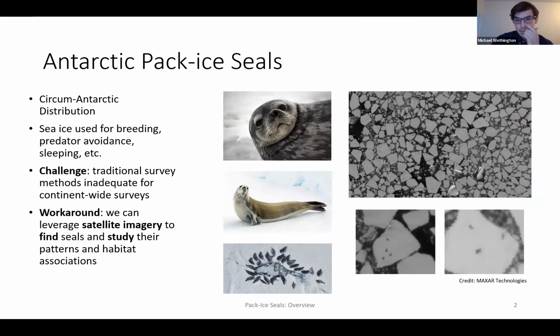So Antarctic pack ice seals, they're true seals. They're basically pretty cool furry animals that you can find basically anywhere around coastal Antarctica, pretty much wherever there's some form of sea ice. Sea ice is really important for seals for a number of different reasons, not limited to breeding or predator avoidance, sleeping, maybe checking out the great Antarctic sunset.